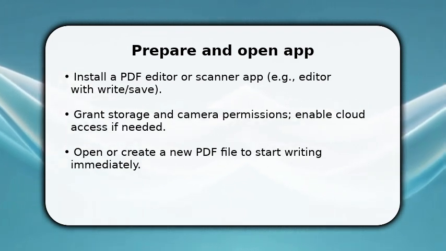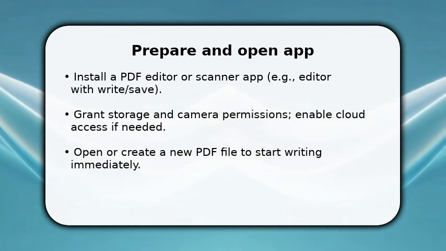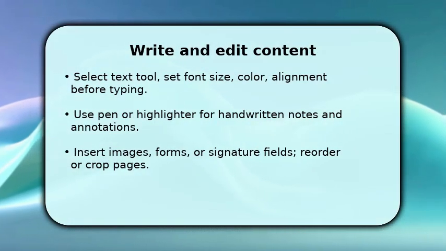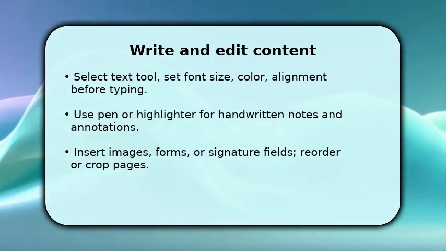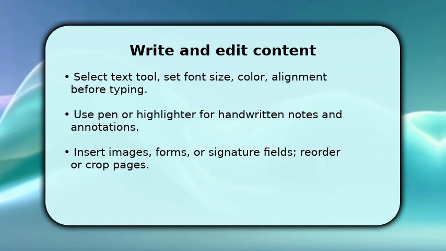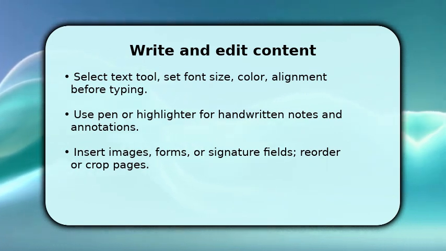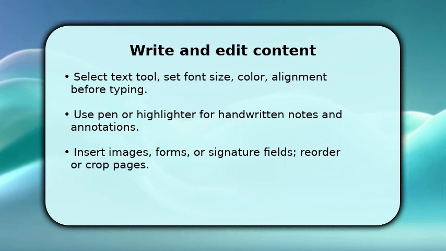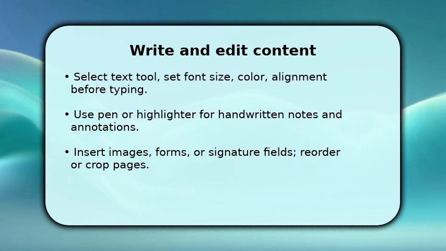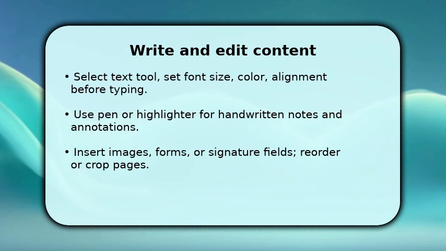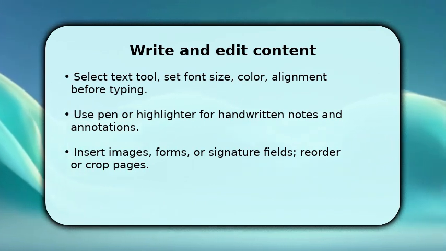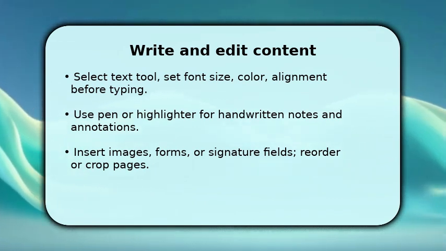Now you write and edit the PDF content. Tap the text tool and set font, size, and color before you type so layout stays consistent. This prevents rework. For handwritten notes, switch to the pen tool and adjust stroke thickness and opacity. If you need images or form fields, use the Insert option, place and resize them, and make sure fields are aligned. Once edits are placed, review pages in Thumbnail View and reorder or crop pages.